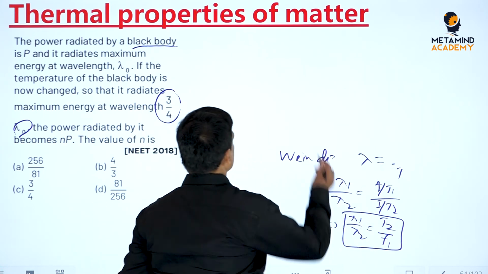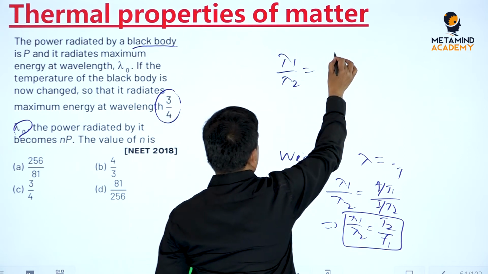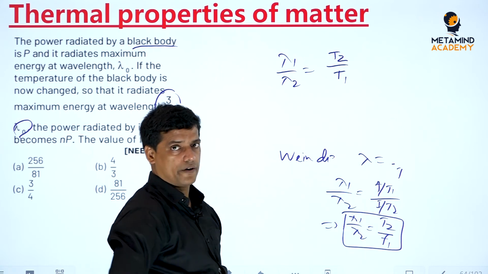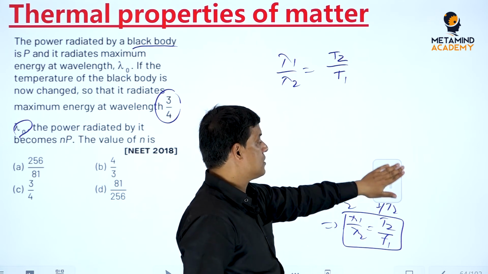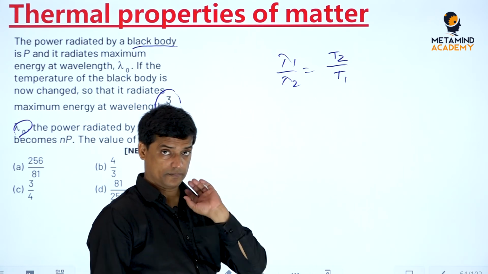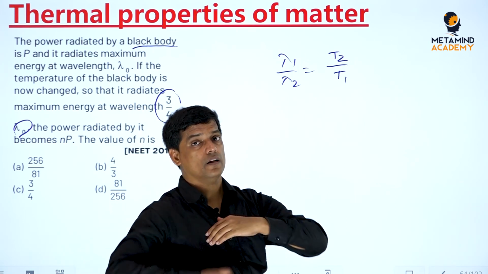Now coming back, you have lambda 1 by lambda 2 is T2 by T1. This is what you got. Okay. This is condition 1, this is condition 2. And second is Stephen's law, if you remember, right. This is the Stephen's law which is guiding you, or which is giving you the equation for black body radiation.